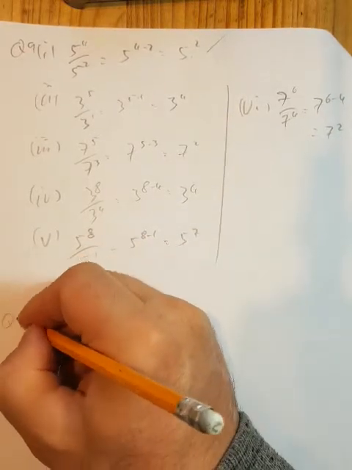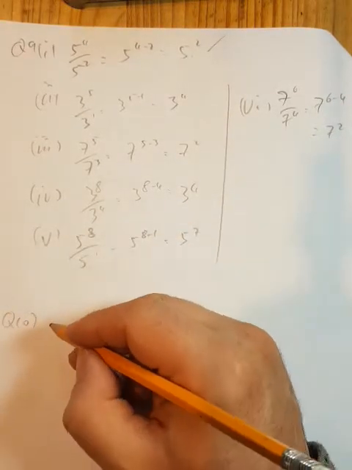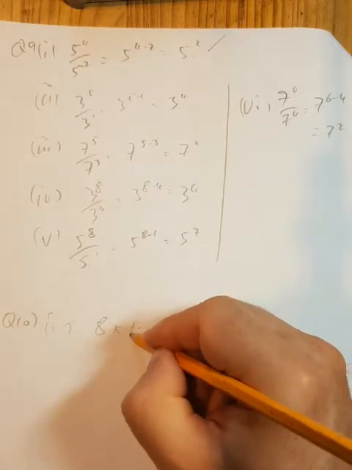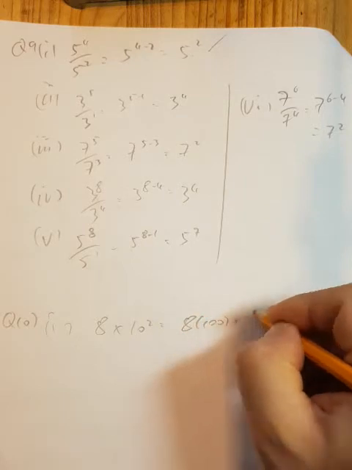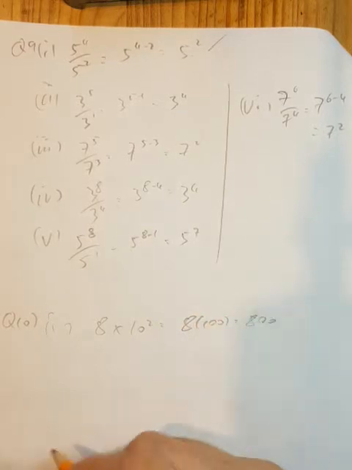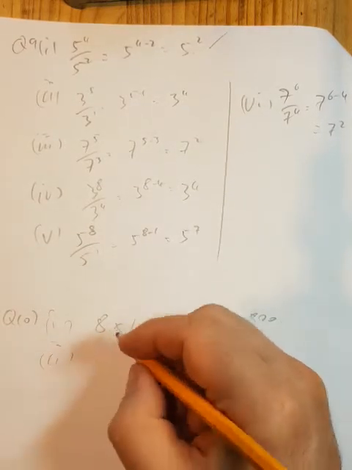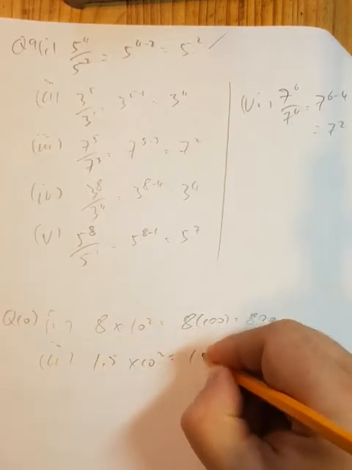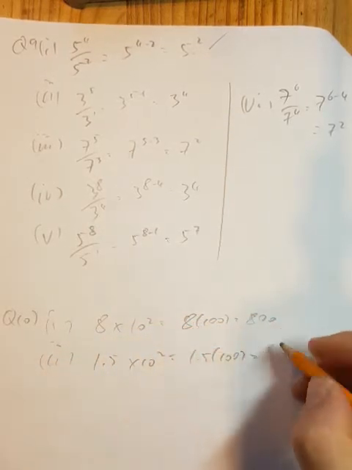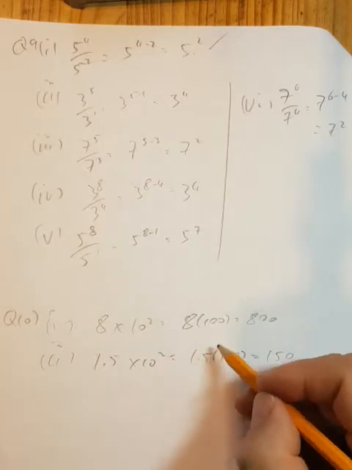Question 10. We're asked to find the value in each case. 8 times 10 squared. Well, 10 squared is 100, so that's 8 times 100, which is 800. 10 part 2. 1.5 by 10 squared, which is 1.5 by 100, which is 150. Move your decimal 2 to the right.